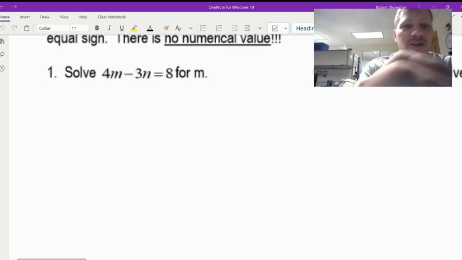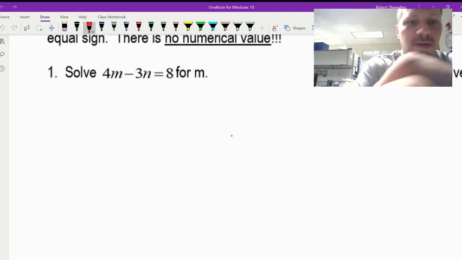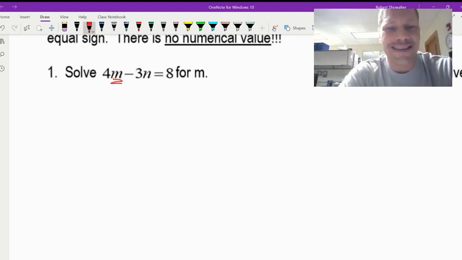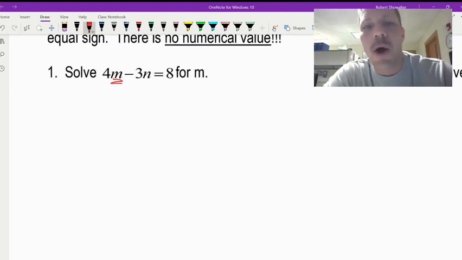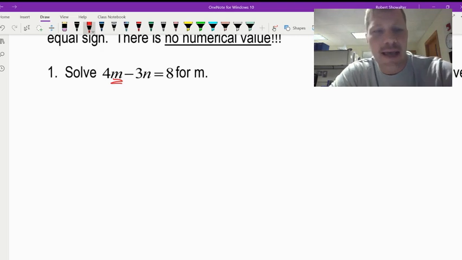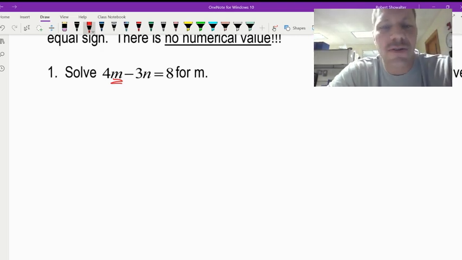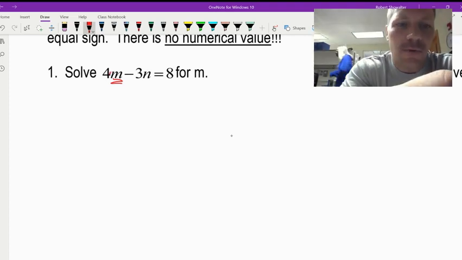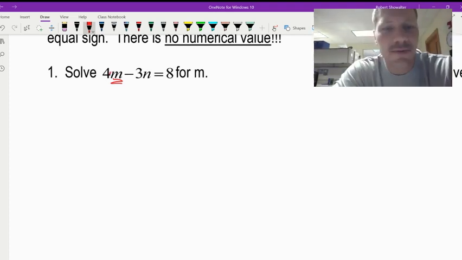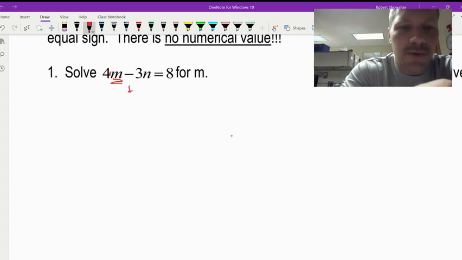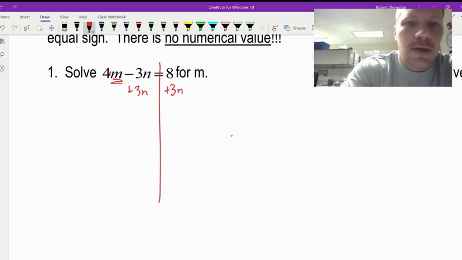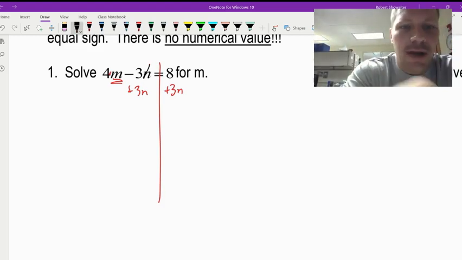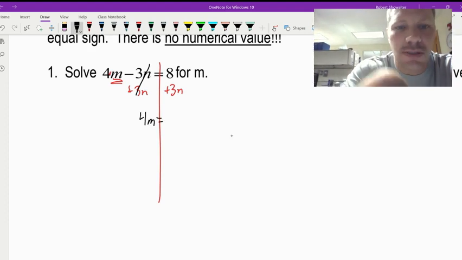Here we go. So we are solving this for m. The first thing we want to do is identify where m is actually located. Then we want to think about what is happening to m, and we want to get the rest of the stuff to the other side, get it away from it. So we have 4 times n, then we have to subtract 3n. So we're going to move the 3n over to the right-hand side. We're just going to move it. Draw that line to help you keep organized. That there makes 0. So we have 4m equals.